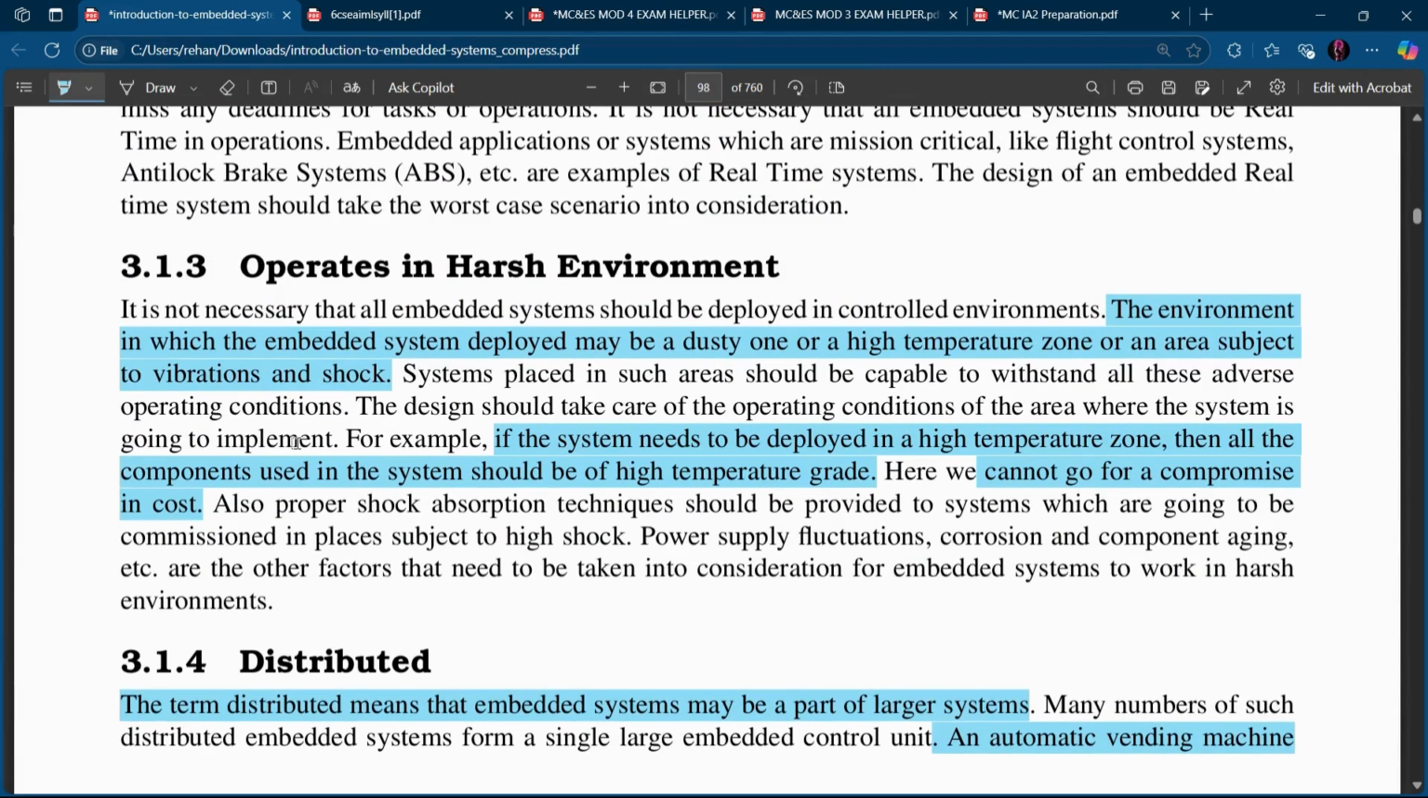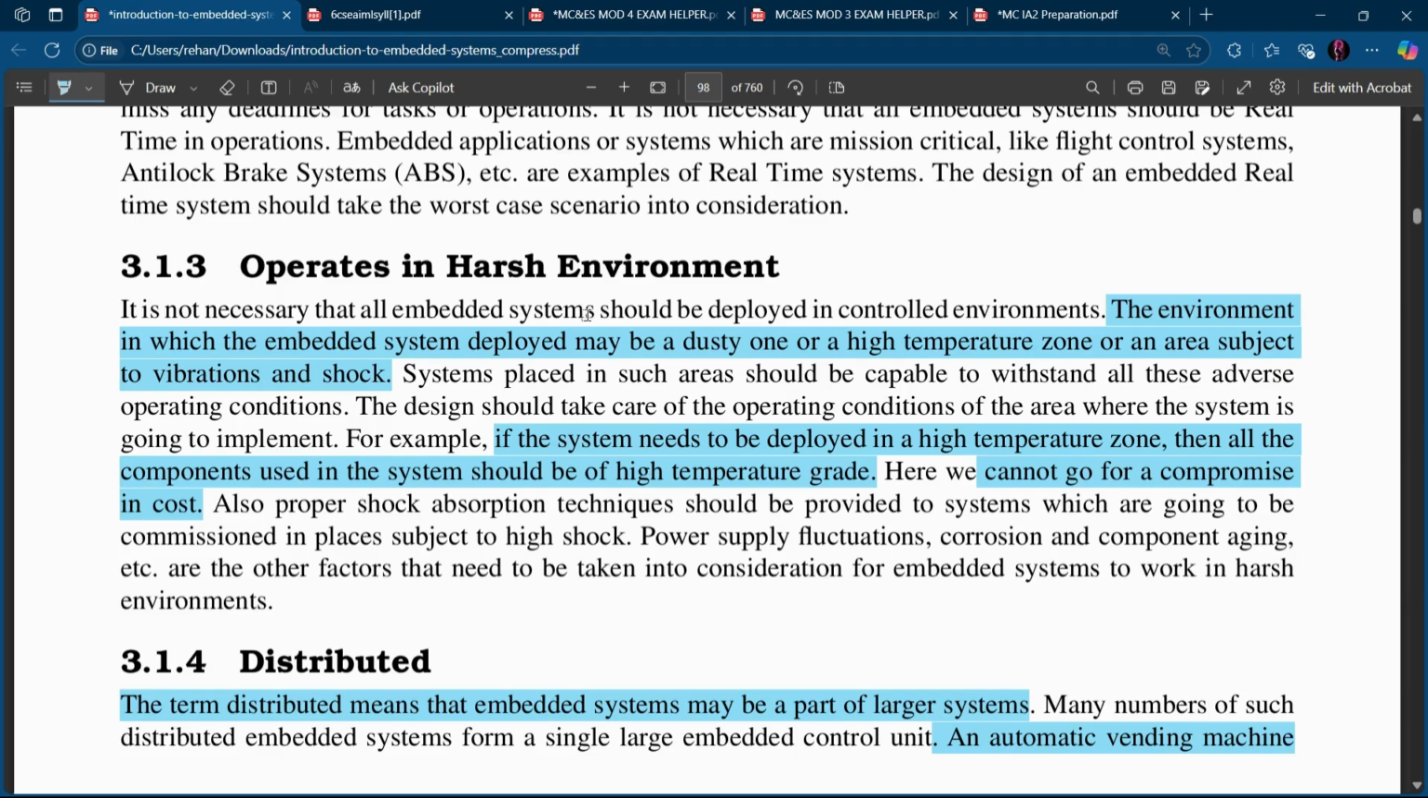I hope you understood what is this third application, operation in harsh environment. It should be able to operate in a specific environment. A specific environment can also be like in Arctic regions. There are many bases and scientific research spaces in the Arctic region, where everything is completely cold, minus degrees, but still the systems are working. So it has to be operating in such an environment.